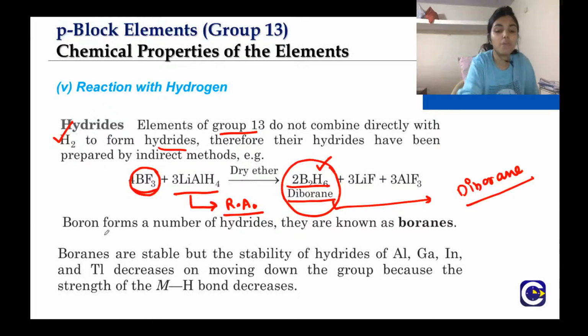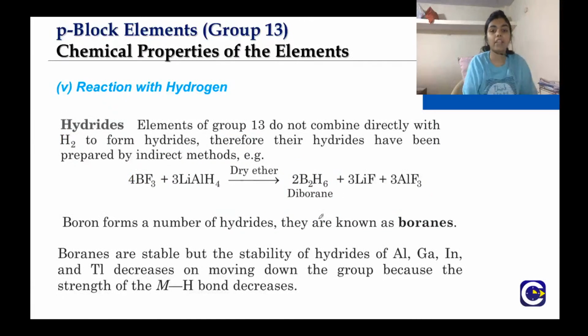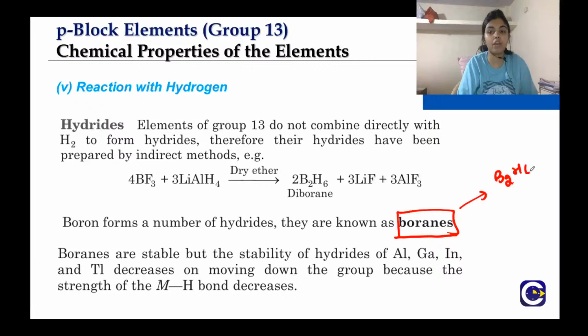So boron forms a number of hydrides, and these hydrides collectively are known as boranes. One of them is B2H6, which is specially called diborane, right? So if BH3 forms a dimer, it will form B2H6. Double the amount: boron 2, hydrogen 3 into 2 gives 6. That is why its name has been given as diborane.